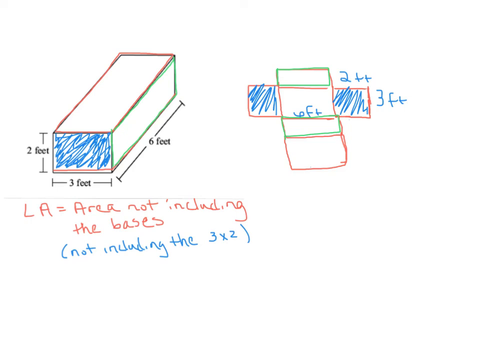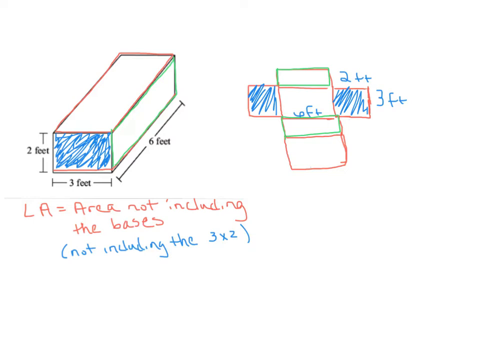Okay, now we're going to talk about finding the lateral surface area. That would be the area of the faces, but that area would not include the bases. And so, as you can see, the bases are shaded blue in this three-dimensional diagram.